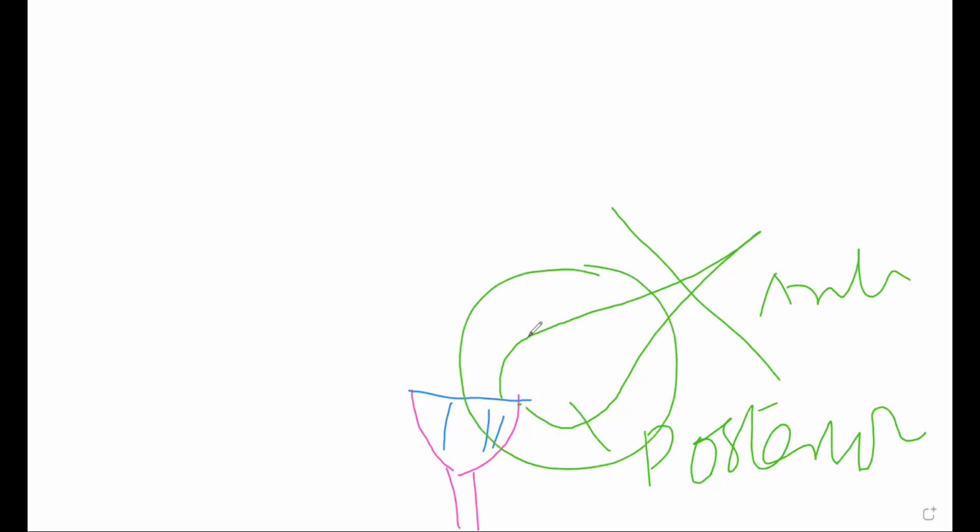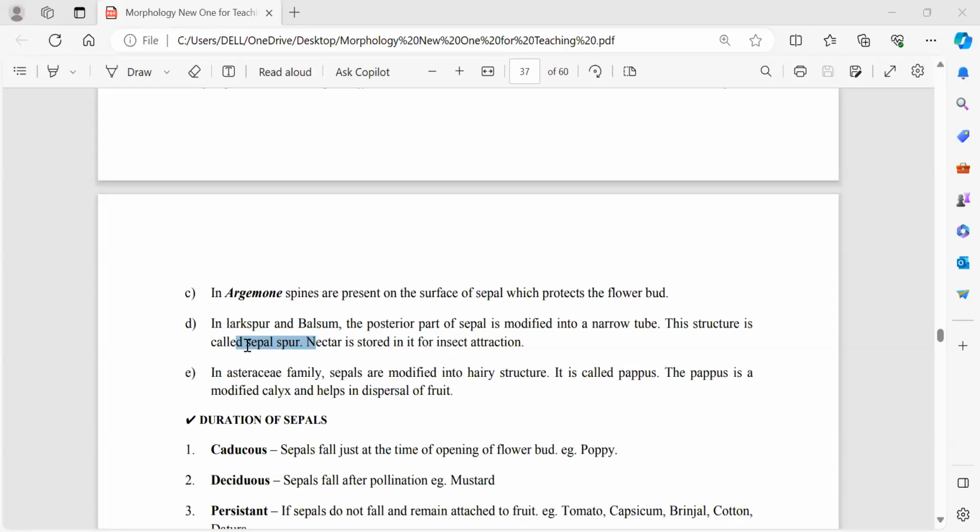When this posterior part becomes modified into a spur-like structure, we call it as sepal spur. क्या कहते हैं? Sepal spur. And in it nectar is stored for insect attraction. So here इसका जो फंक्शन है सेपल का, to store nectar. हमें नेक्टरीज पढ़ने भी हैं, नेक्टरीज अटेंडेंस सब लोग करेंगे.